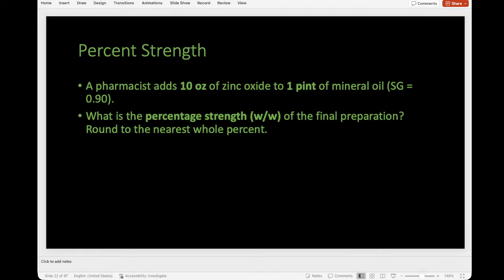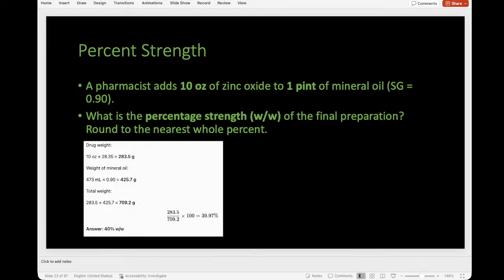The next one here is another percent strength calculation. You can use it as a practice problem. You can see a solution here, which is 39.97%. Notice that some of these do require some unit conversion to be able to solve this practice problem. So you can see how it builds upon those basic concepts in these future pharmacy calculations problems.